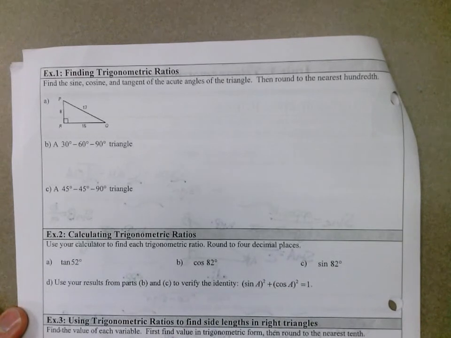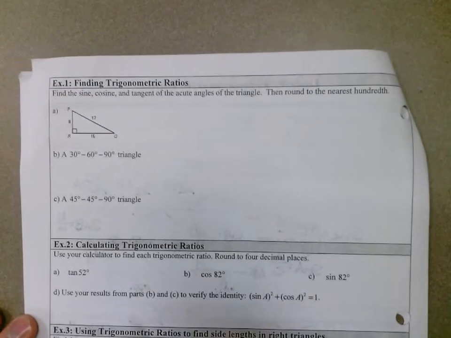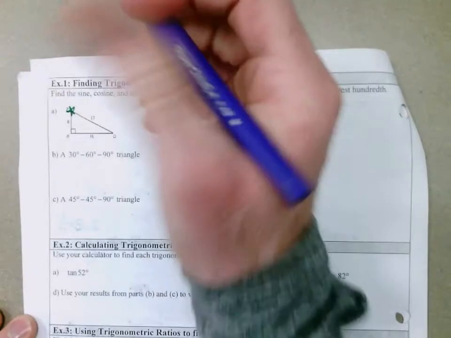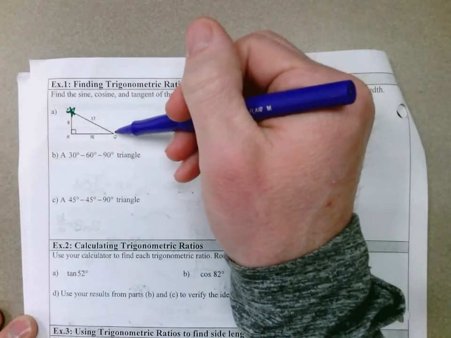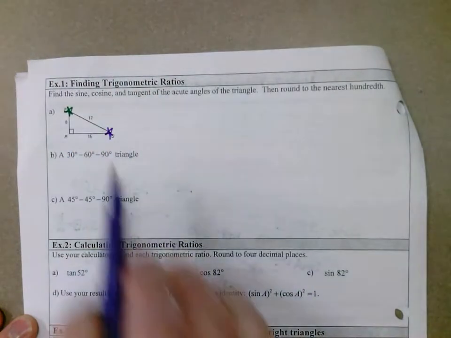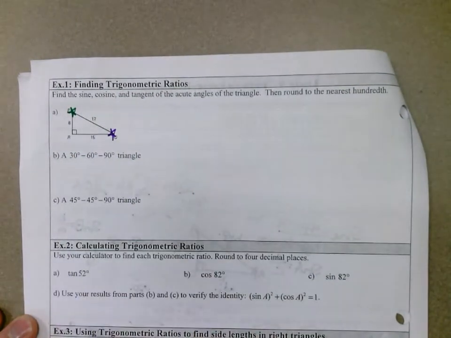All right, so it wants us to do both angles. So I'm going to do my viewpoint from angle P. I'm going to do those in green. And then we'll re-examine it. What do we think that is? A Q? Could be an O, but I'm going to go with a Q. So I'm going to do my angle Q values in blue.